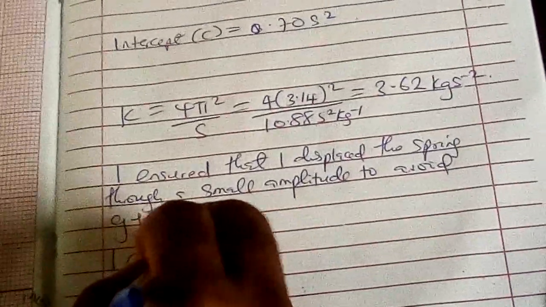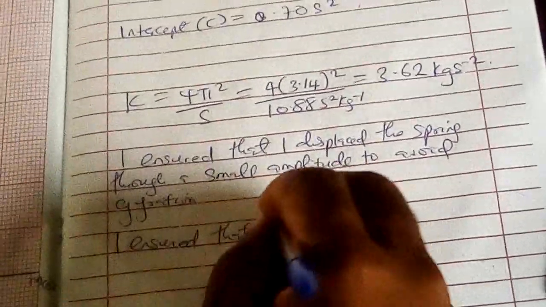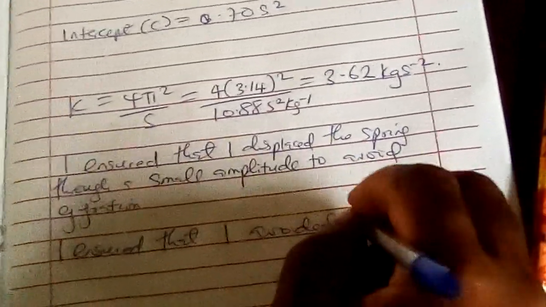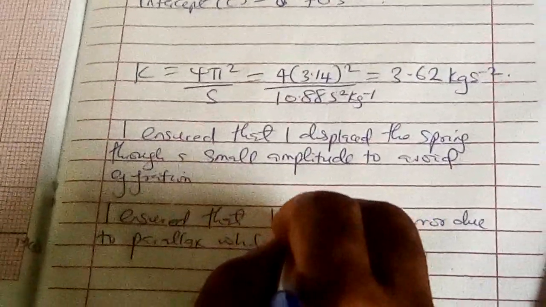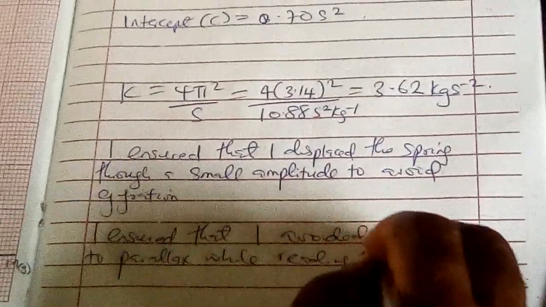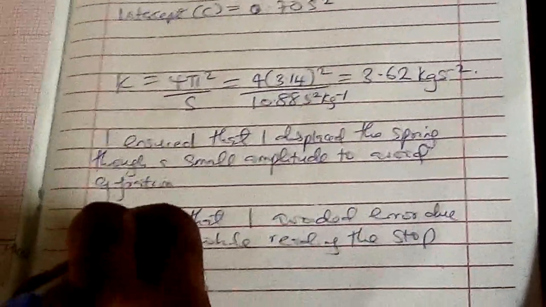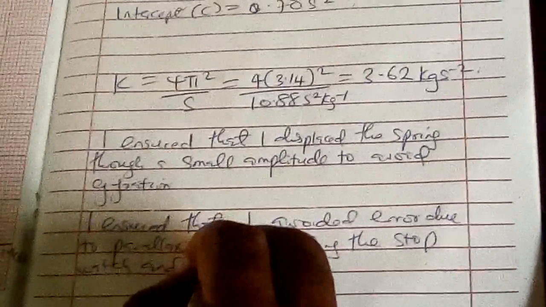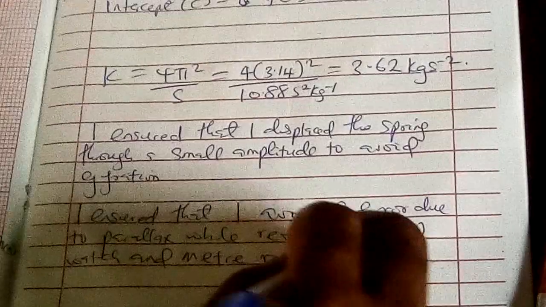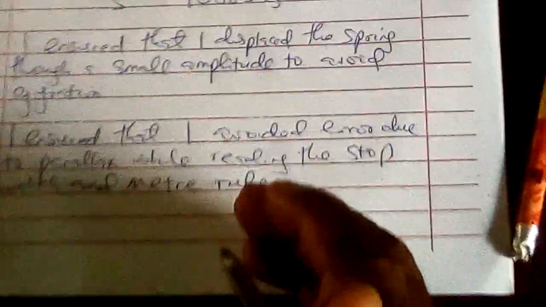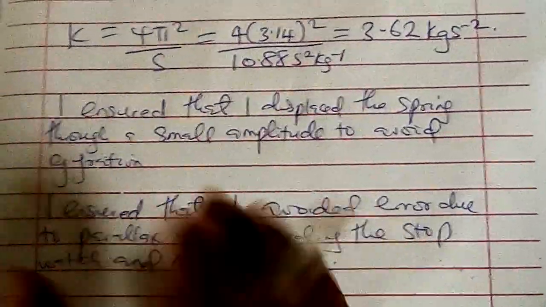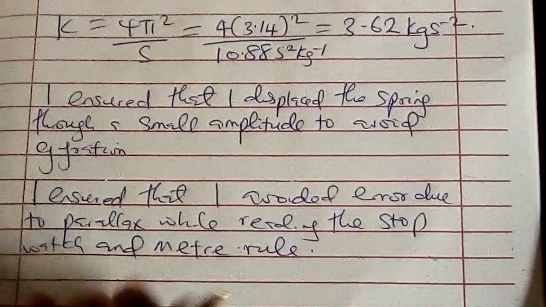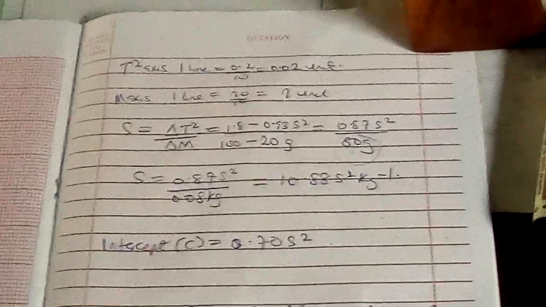Then I ensured that I avoided error due to parallax while reading the stopwatch and meter rule. So these are some of the precautions you have to keep in place when you are performing the experiment. There are some other precautions also, but these are involved in this experiment. You have to make sure of the things you do. Of course, you'll be asked to state at least two precautions in the experiment.